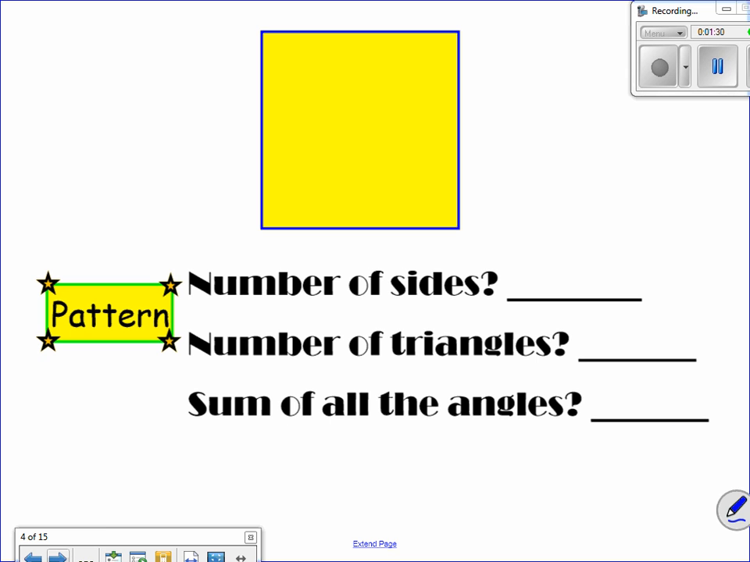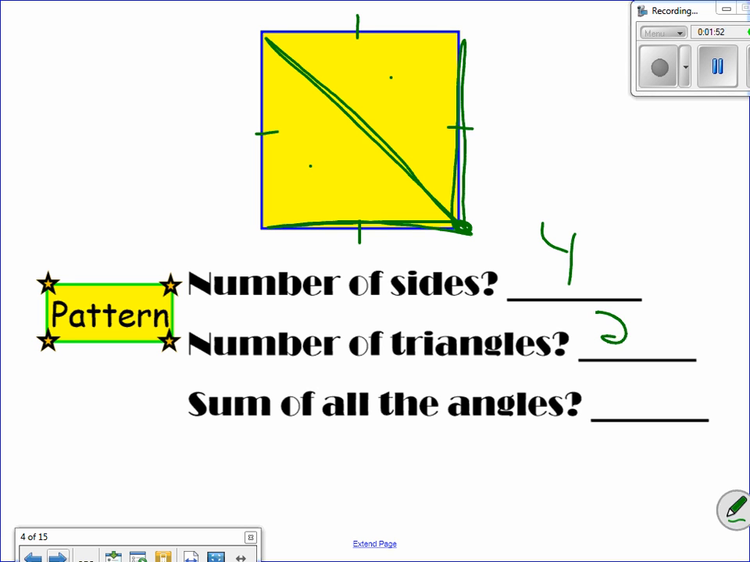Let's keep on cruising along here. Looks like I've got a square here. How many sides does it have? 1, 2, 3, 4. 4 sides. Number of triangles: I'm going to pick this vertex this time, and I have to draw a line to each vertex. So I'm drawing a line to that one, and to this one, and to this one. How many triangles do I see? I see 1 triangle, 2 triangles.